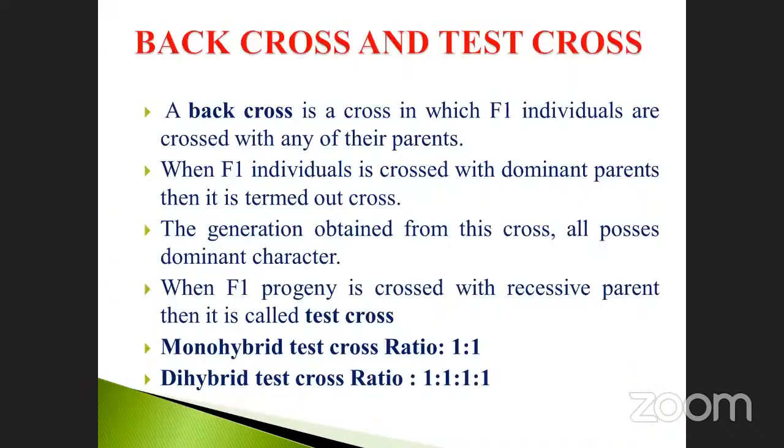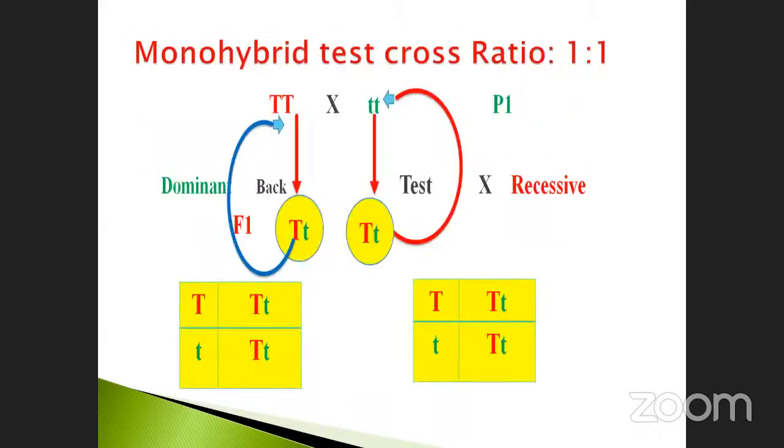Okay. Then what is a back cross? What is a test cross? Back cross is nothing but what? F1 hybridization with any one of the parents is called a back cross, isn't it? Test cross means crossing with the recessive parent only. So for both we will get the 1:1 ratio only. We already discussed that.